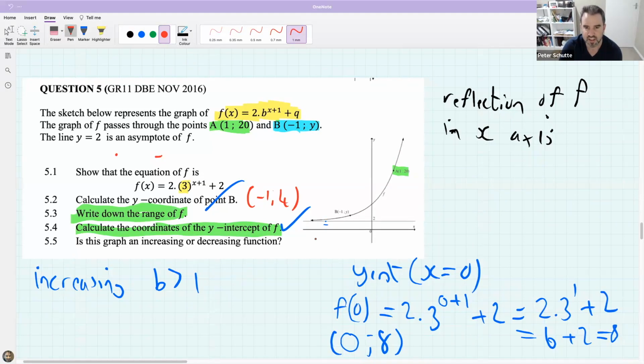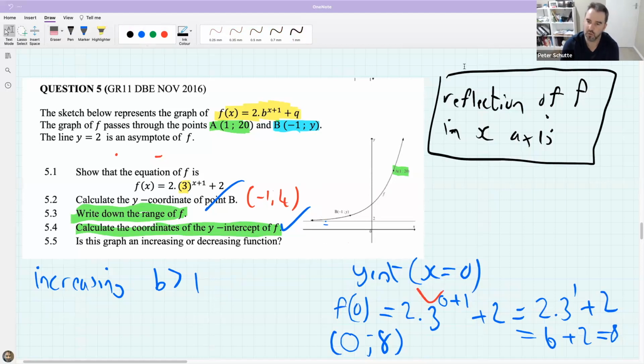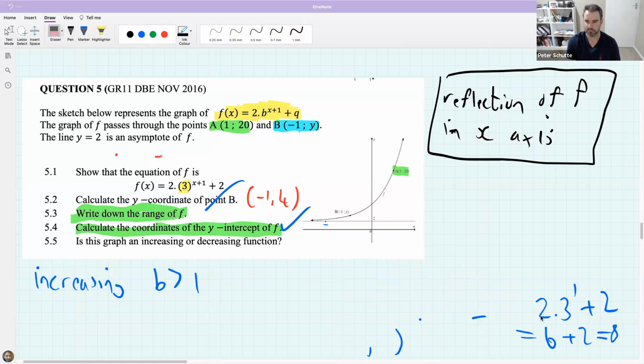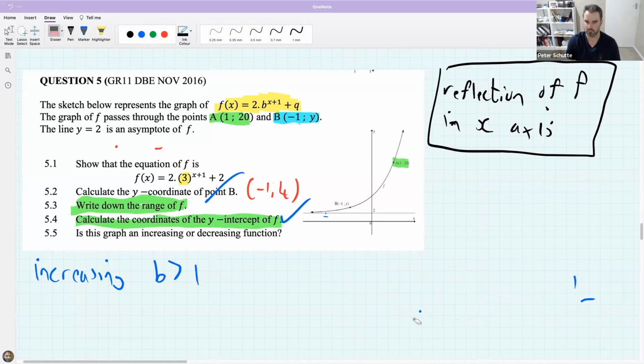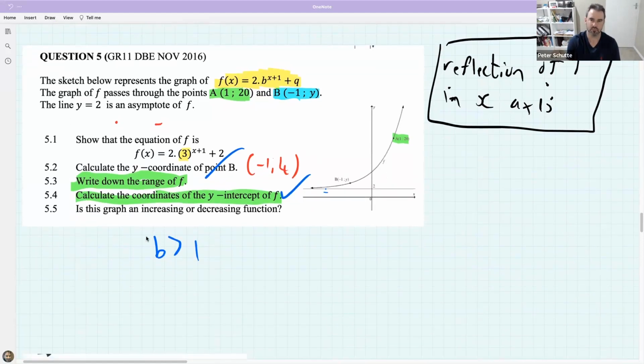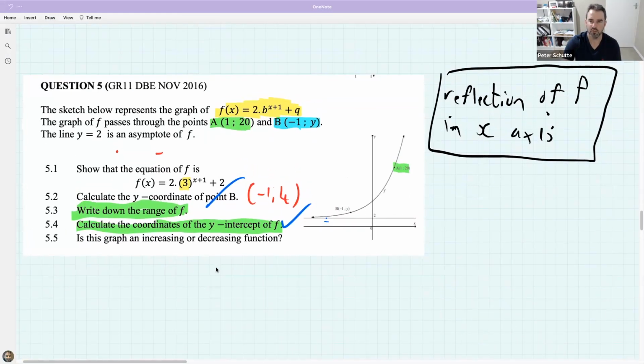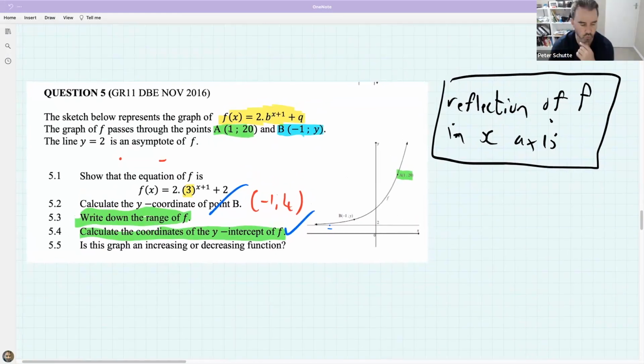So reflected in the x-axis, you can kind of visually see that the graph is going to look like that. But the question is, how do I actually find its equation if I want the reflection of f in the x-axis? Who has some ideas? So if you want to reflect something in the x-axis, there's a golden rule. What's the golden rule?